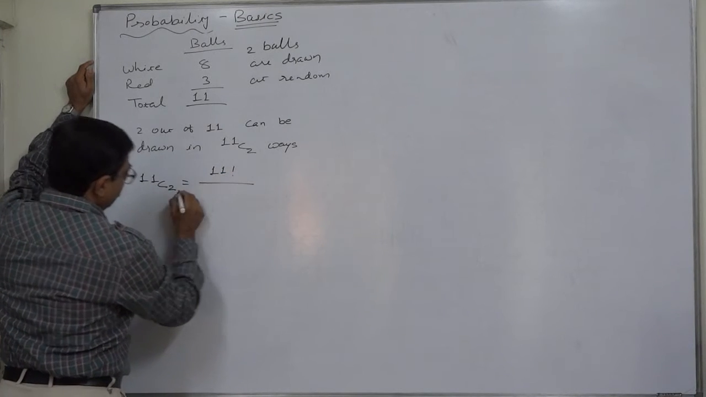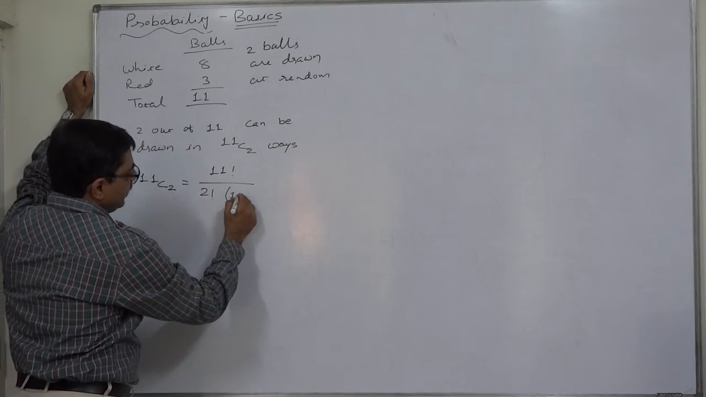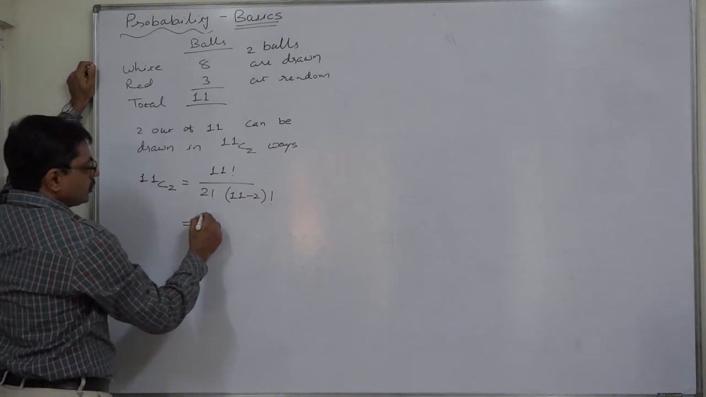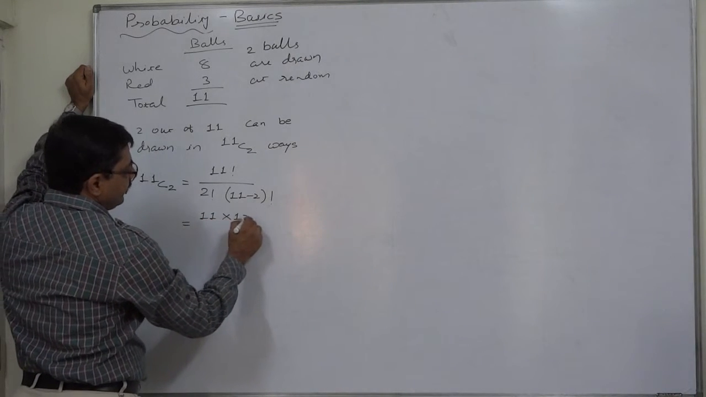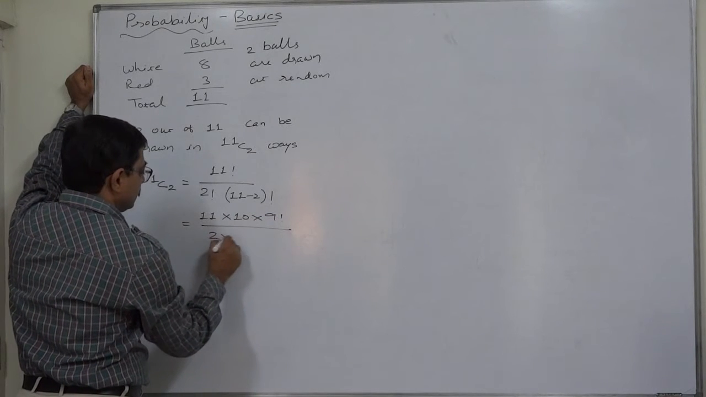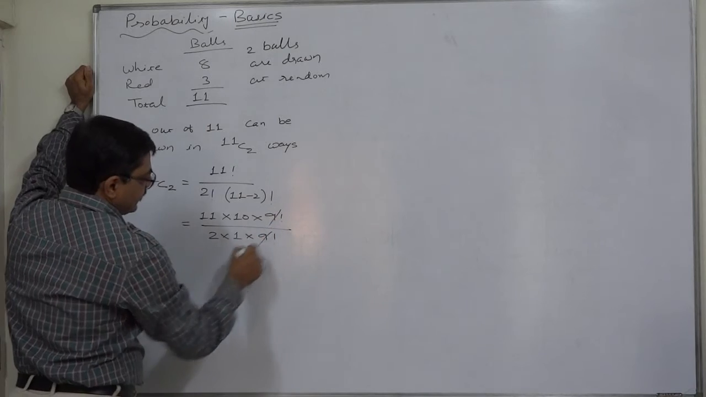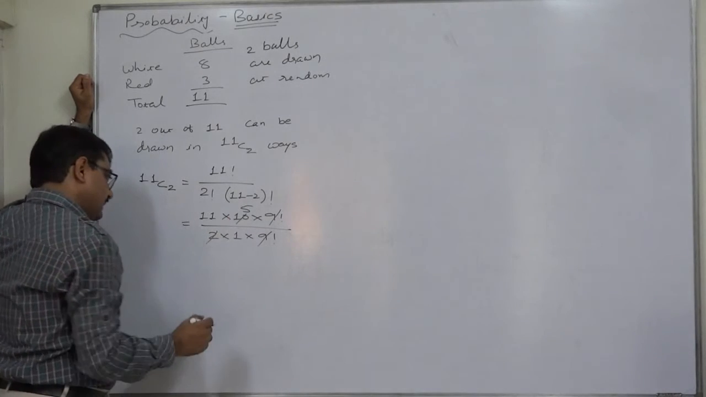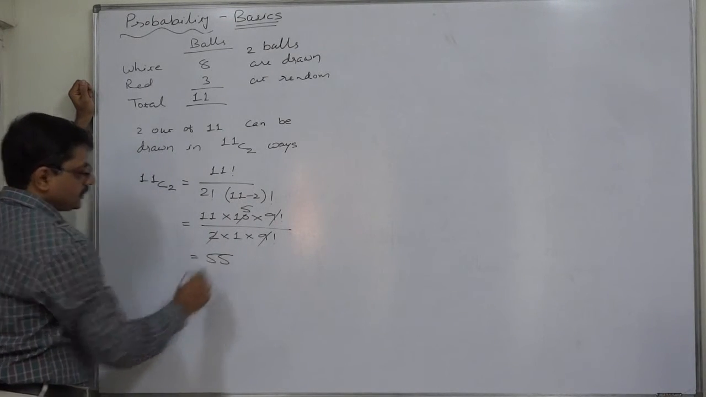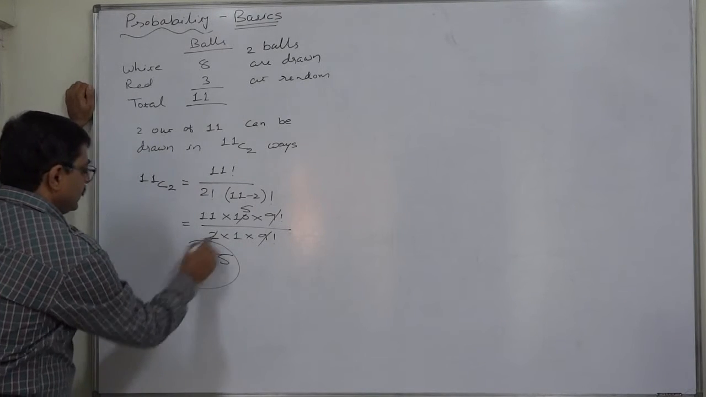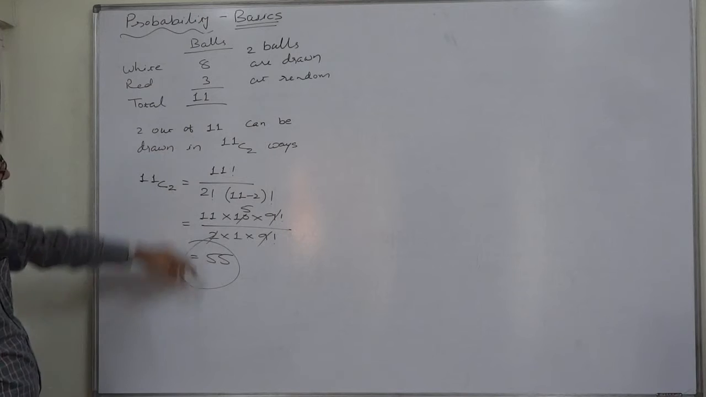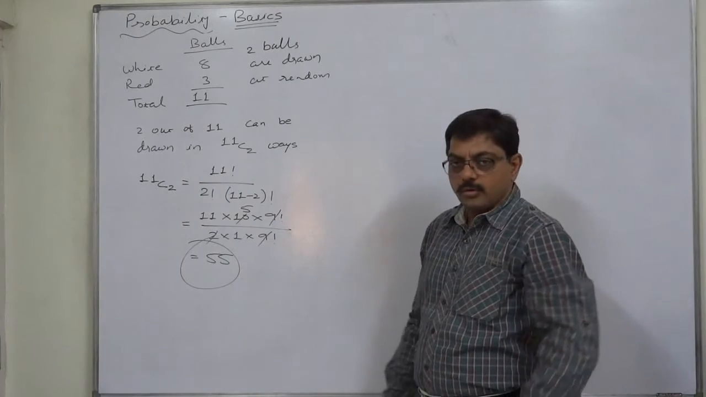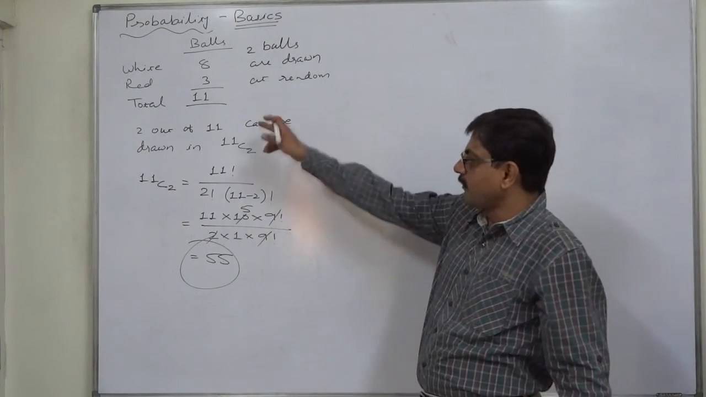11 factorial upon 2 factorial upon 11 minus 2 factorial. 11 minus 2 is 9, so this is equivalent to 9 factorial. So let us expand 11 factorial up to 9 factorial. And now we can cancel 9 factorial from the numerator as well as denominator, and 2 can be cancelled against 10 with 5. So total number of possible outcomes are 55. Or we can say that 2 balls out of 11 can be drawn in 55 ways. Or 55 different combinations of 2 balls are possible.